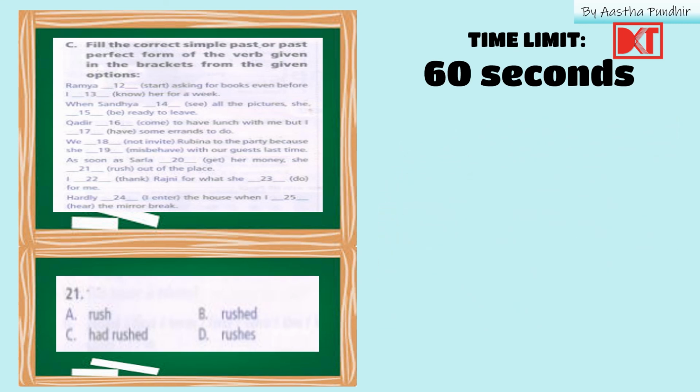Here, as soon as Sarla got her money, she dashed out of the place. Now here the verb is what? The verb is rush. Again simple past we'll be using. So she rushed out of the place. Rush, the past tense was formed by adding ed. Alright.